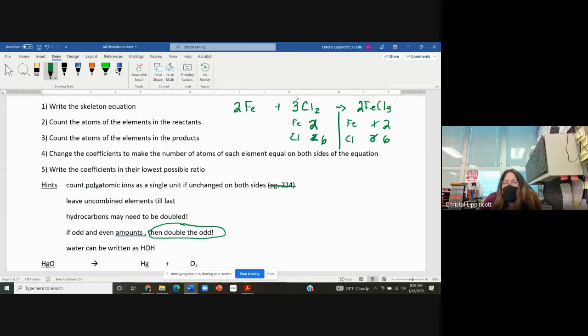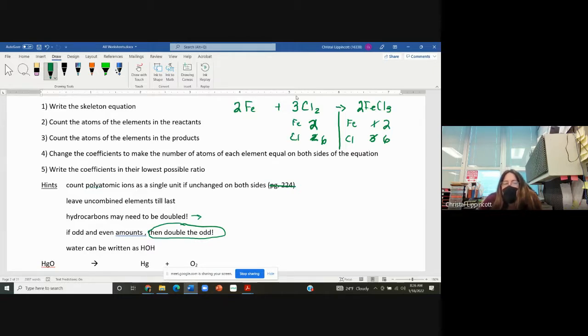Leave uncombined elements until the last. That's what we did over here. We left these to the end. Hydrocarbons may need to be doubled, and I will teach you in a couple days kind of a hint on that one. It doesn't work all the time, but it works about 95%.